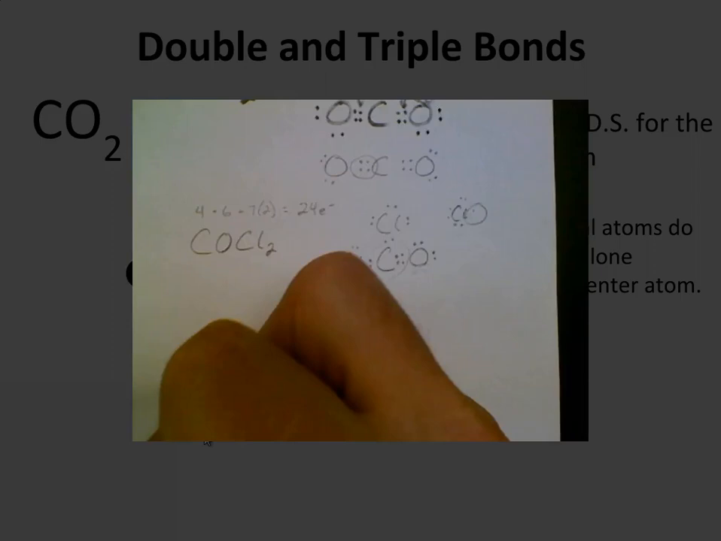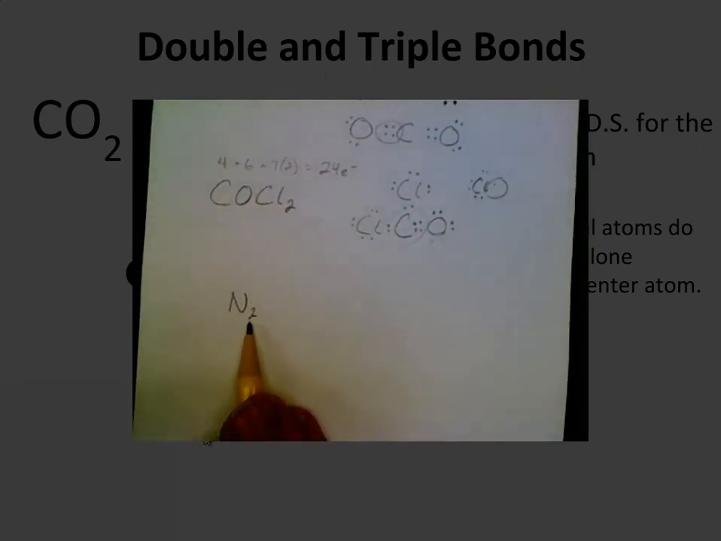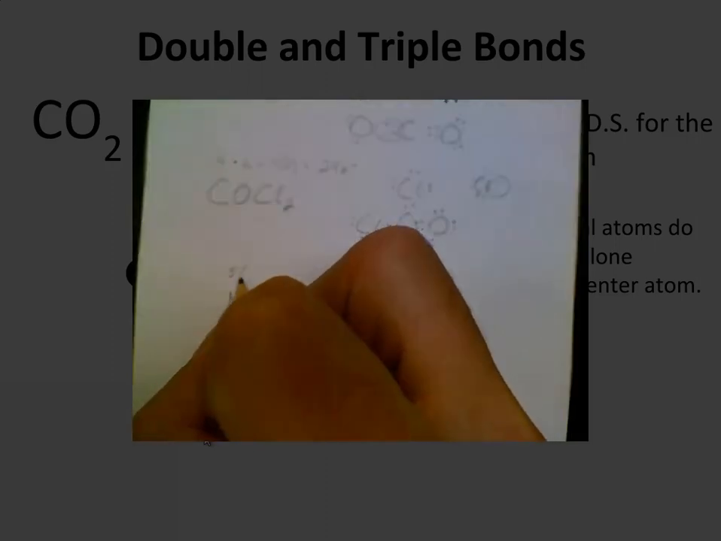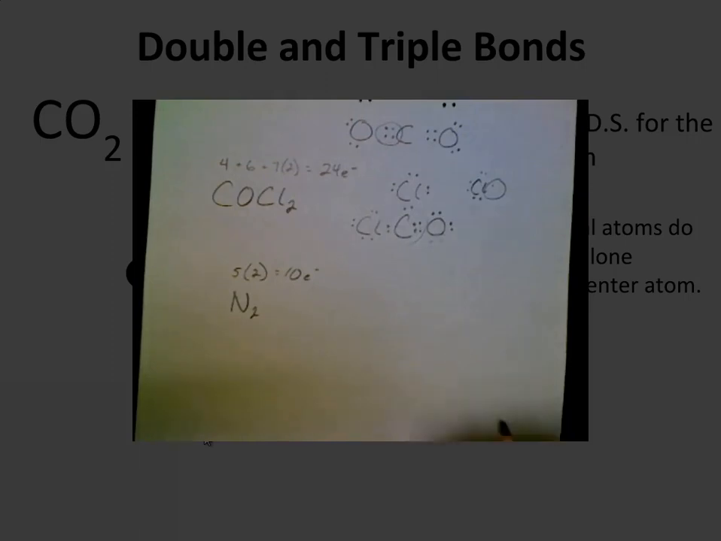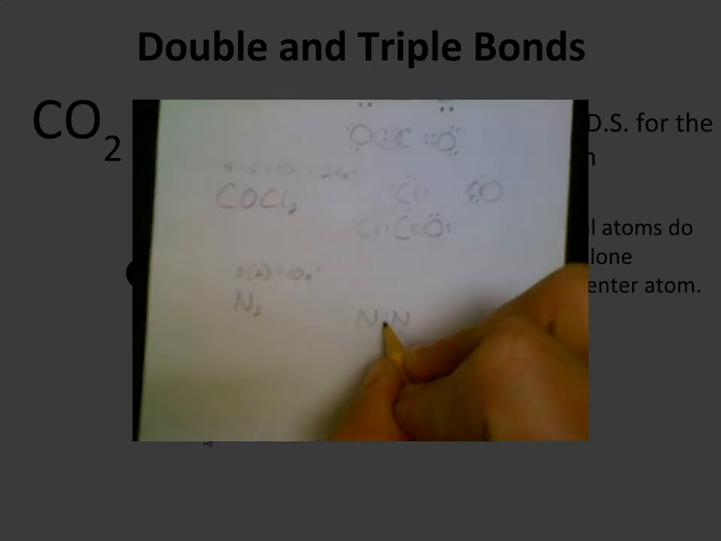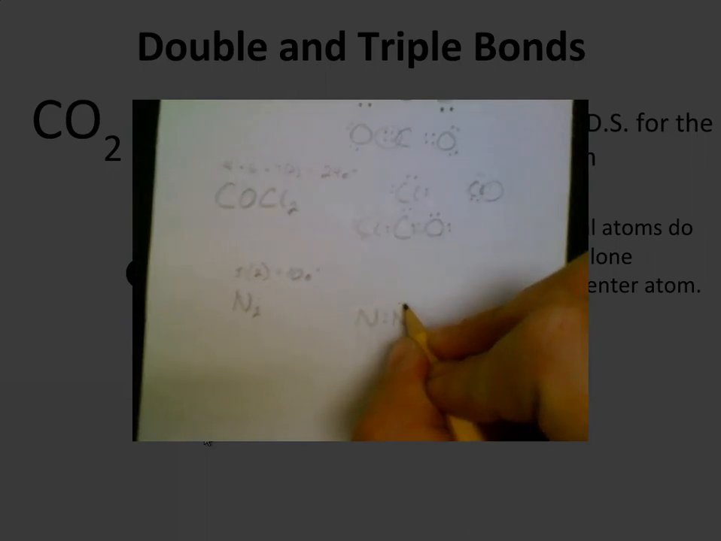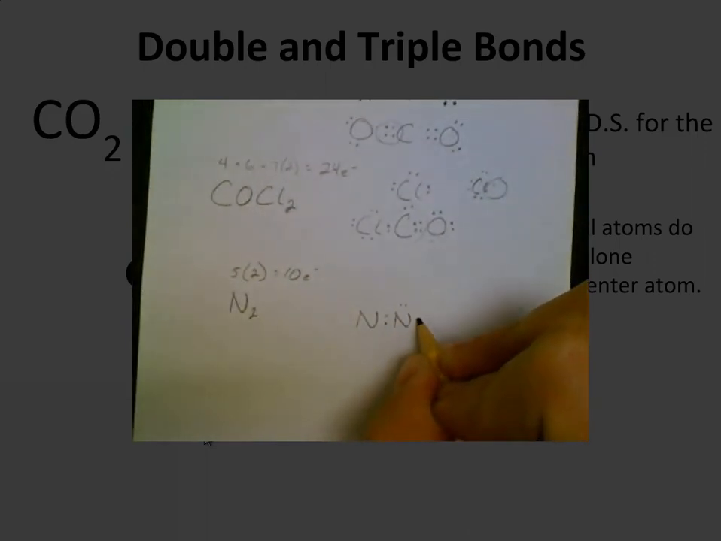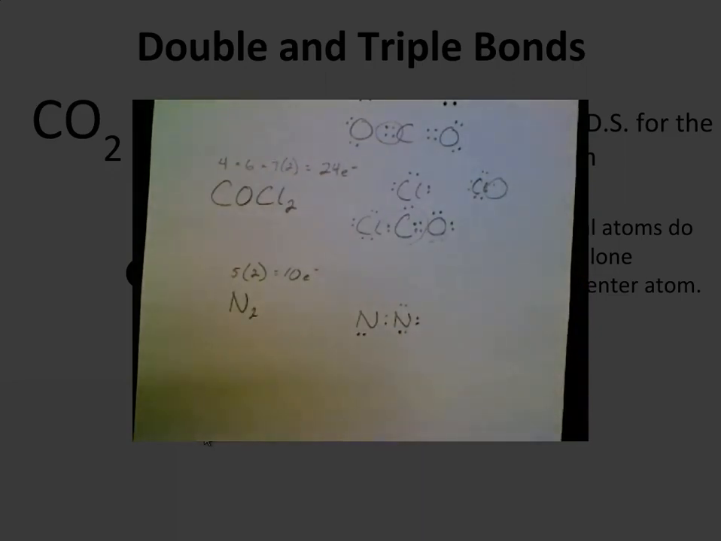Let's do one more example. Nitrogen gas. First, start with the number of electrons. Nitrogen has 5, and there's 2 nitrogens here, so we have a total of 10 electrons to work with, right? There isn't really a central atom here because we only have 2 atoms to begin with. So I'm going to set it up like that. We have 10 electrons to work with, so let's get started. 2, 4, 6, 8, 10. Now you can see right away this nitrogen has 8, but this one only has 4.